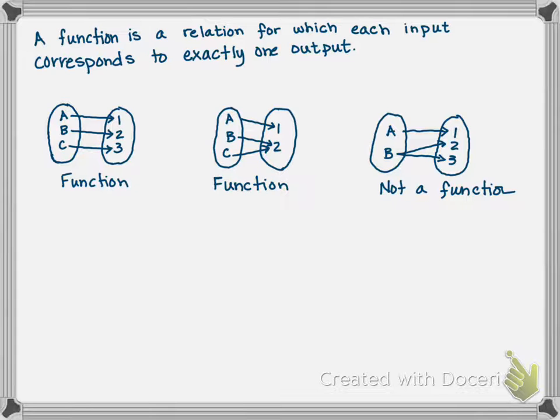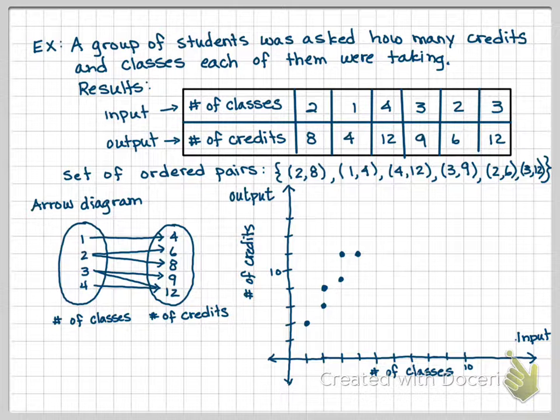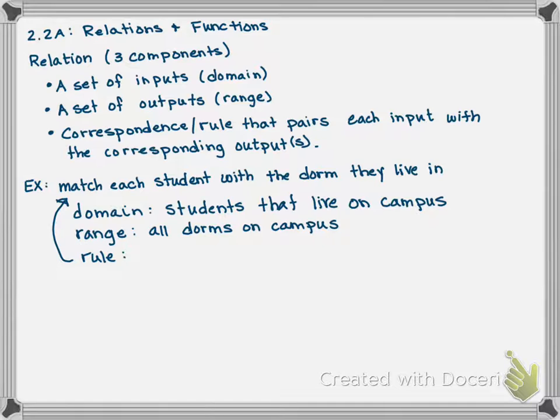So let's go back to our examples that we've talked about so far and see which ones are functions. So when we matched each student with the dorm they live in, is that relation a function? So if I give you a single person, how many dorms can they live in? 1, right? So is it a function?